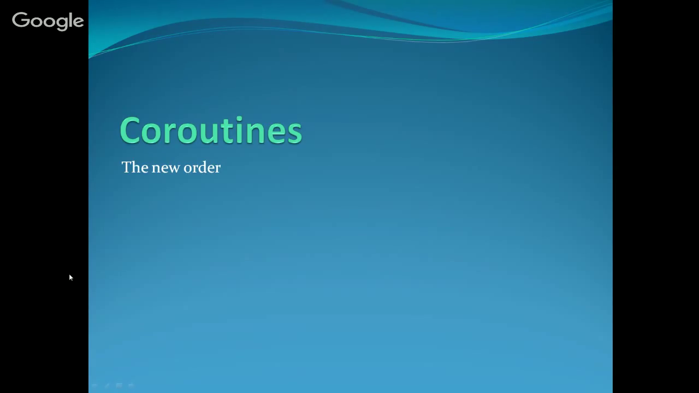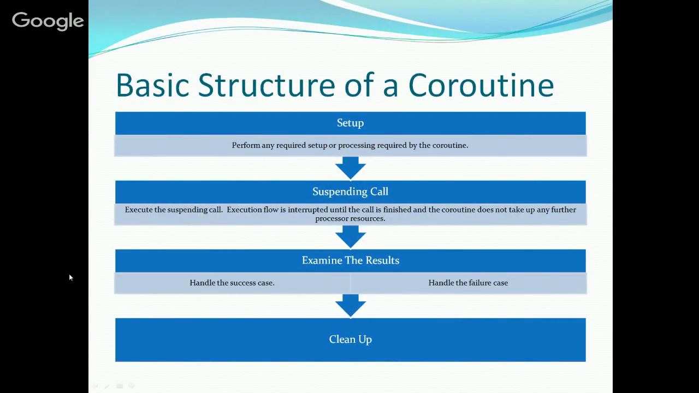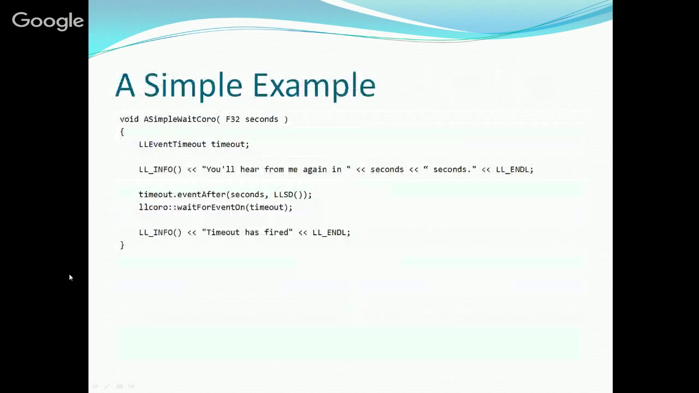Moving from there, the goal here is to replace that pattern with the new coroutine pattern. Coroutines, as Nat pointed out, are much more straightforward. It looks like any other C or C++ method. There's a setup. There's some sort of suspending call. You then look at the results of that suspending call, and then handle either success or failure, and then clean yourself up. All in one function, all in one place. Everything looks like just easy blocking calls, even though it's not. And in fact, you don't have to worry about it not being.